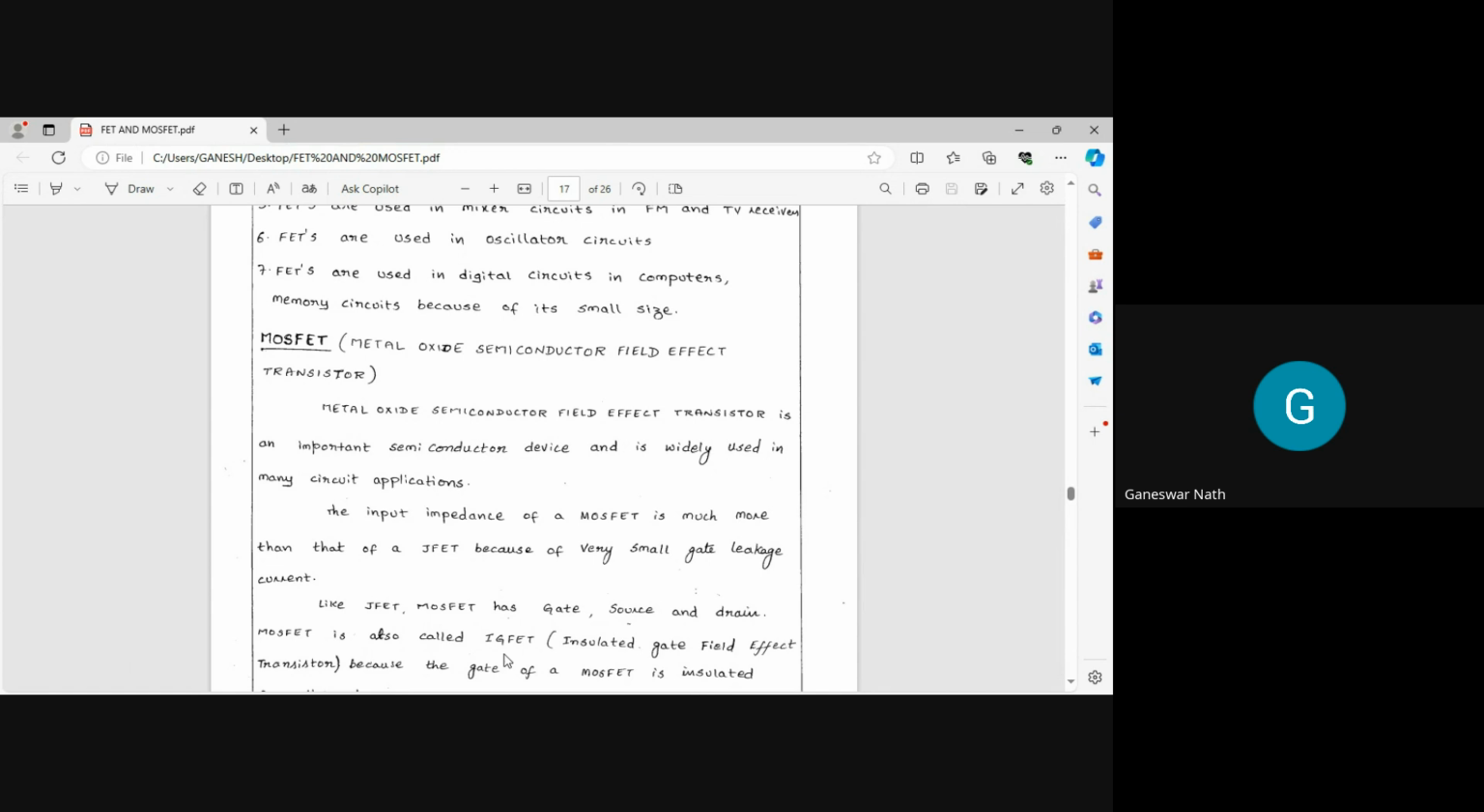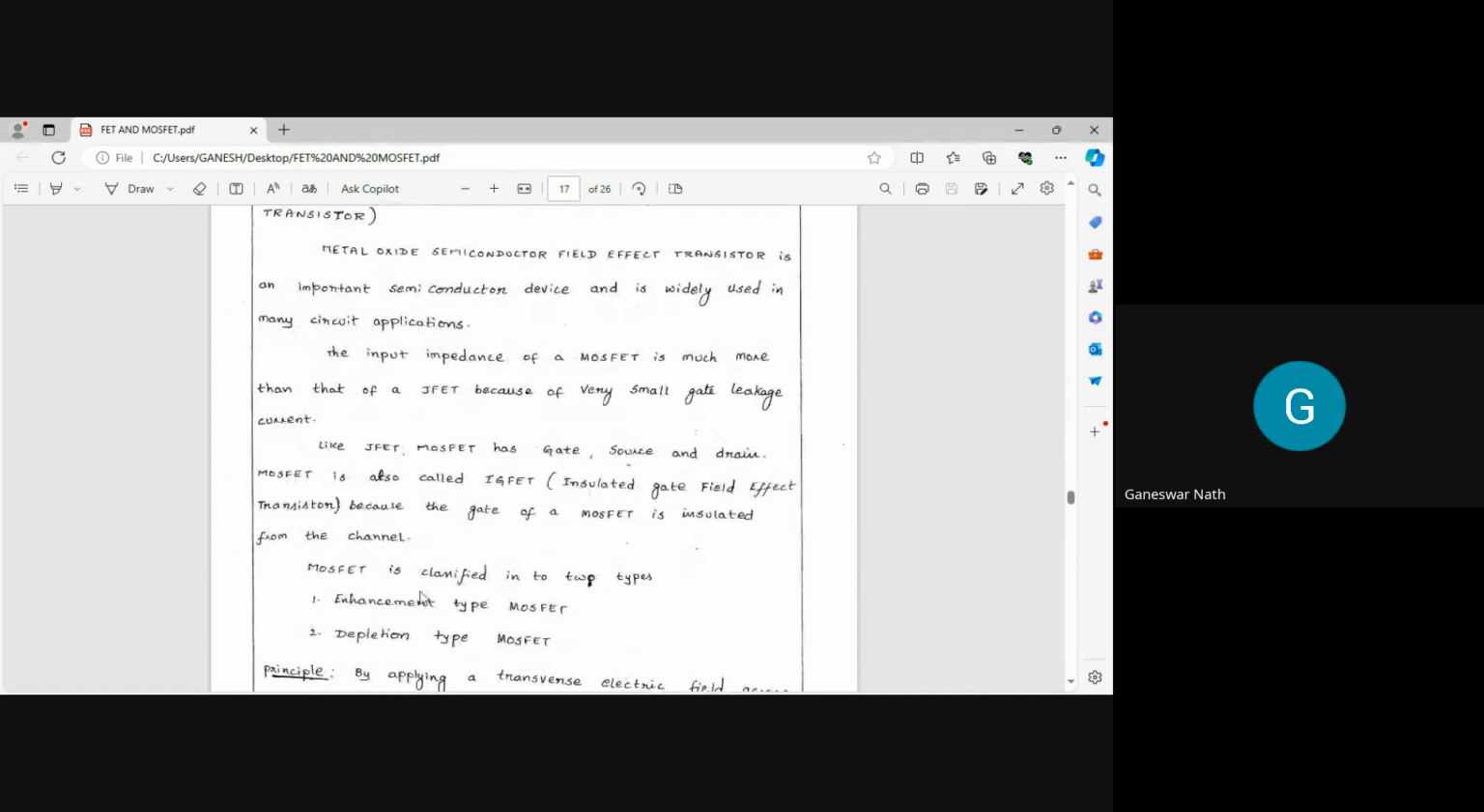Okay, IGFET, or that is also called MOSFET because the gate of the MOSFET is insulated from the channel. Okay, so here you can find MOSFET is classified into two types. One is called enhancement type MOSFET, and the other is called depletion type MOSFET here.